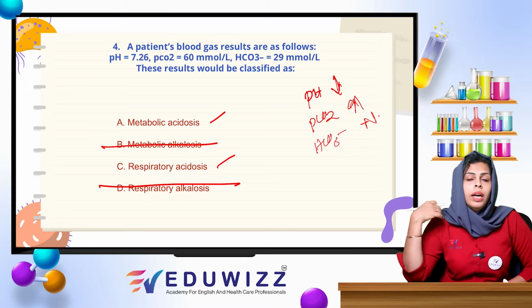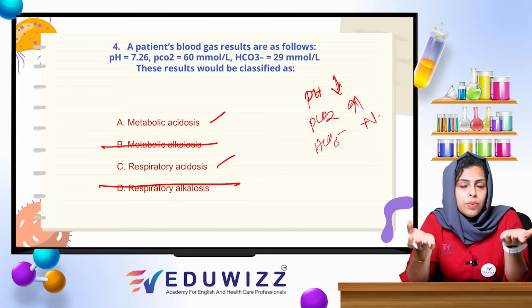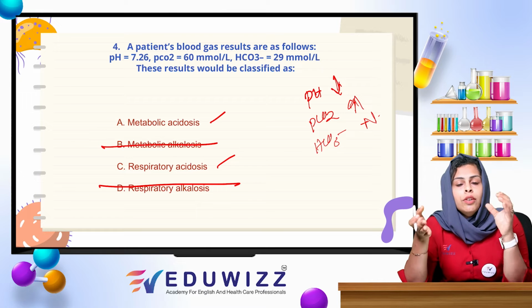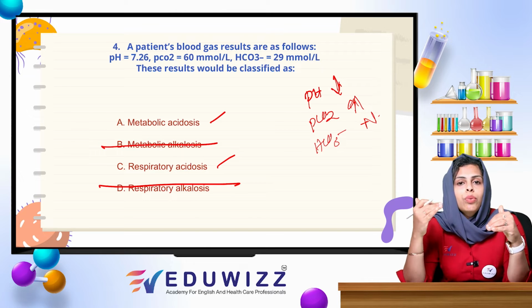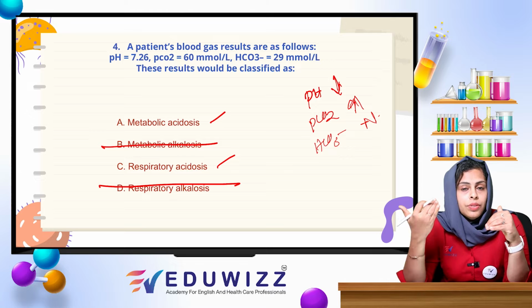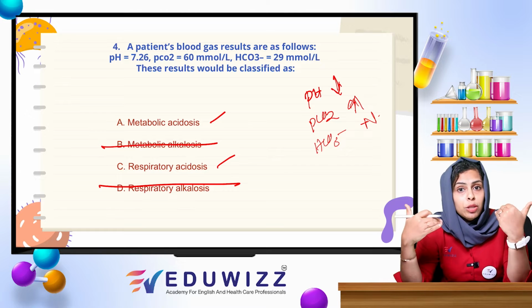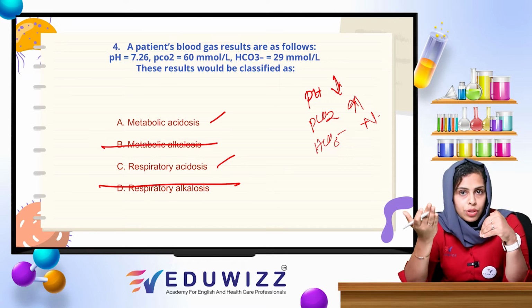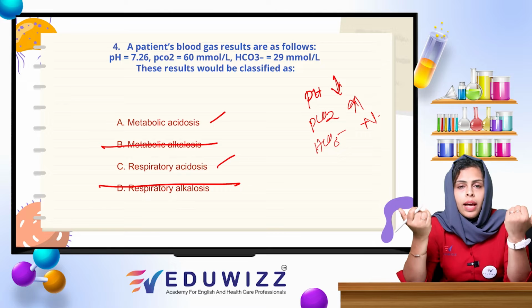Here we have a correlation between the pH, the PCO2 and the HCO3. If pH is decreasing and the bicarbonate level is also decreasing, it indicates metabolic acidosis. And if the pH is decreasing and the PCO2 is increasing, it indicates respiratory acidosis. I think you get the answer.